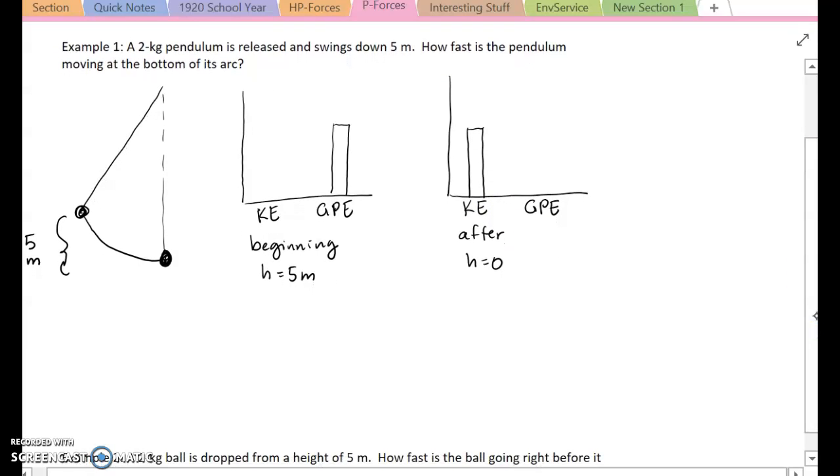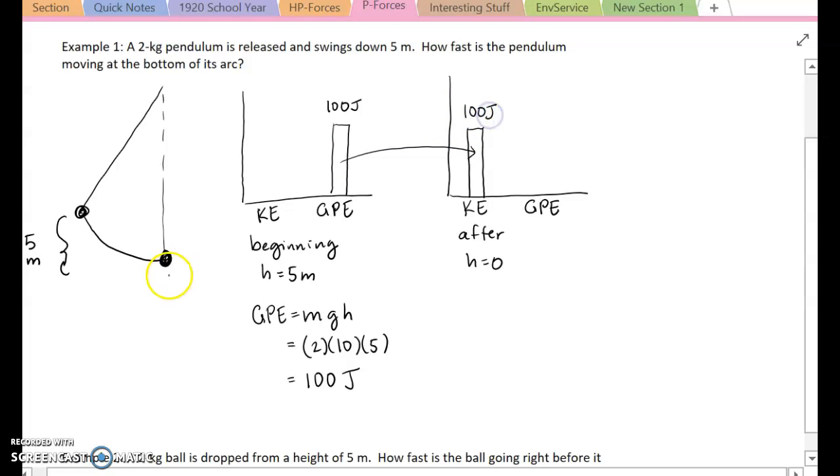Now we're going to do some calculations. I know that the equation for GPE is mgh. I'm going to plug in what I know. The mass is 2. I'm going to use 10 for g to keep it simple, and the height is 5. And I get 100. And the unit for energy is joules. I'm going to write 100 joules on top of this bar chart just to show how much energy we have. So what that means is that this energy is all going to get transformed to kinetic energy at the bottom, and we're going to have 100 joules of kinetic energy at the bottom.